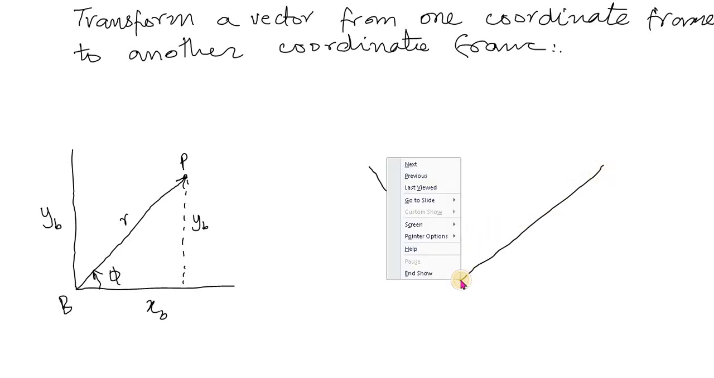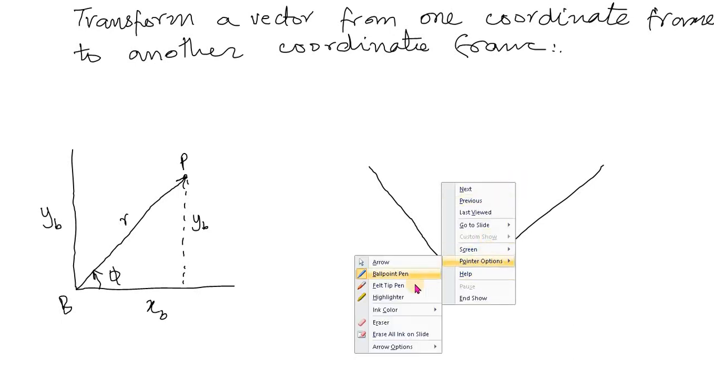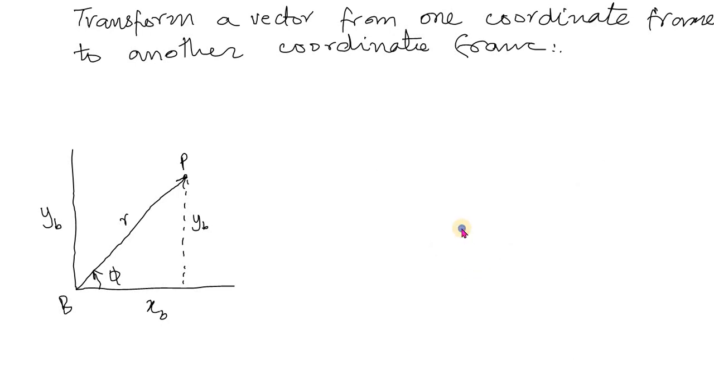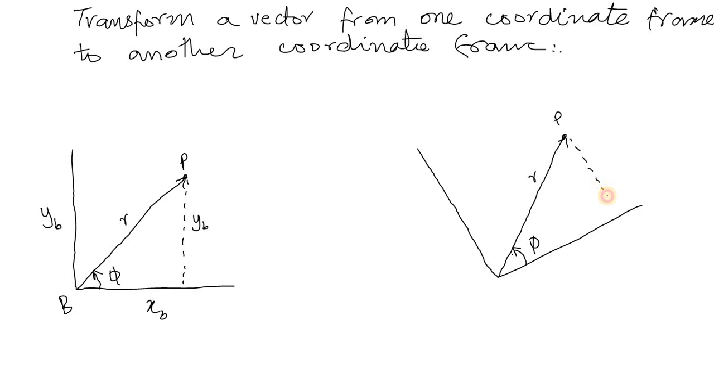So here we have our vector. This is point P, this is vector R, and this is the angle phi we have, and this was the y component of this axis, yb, and this was xb.